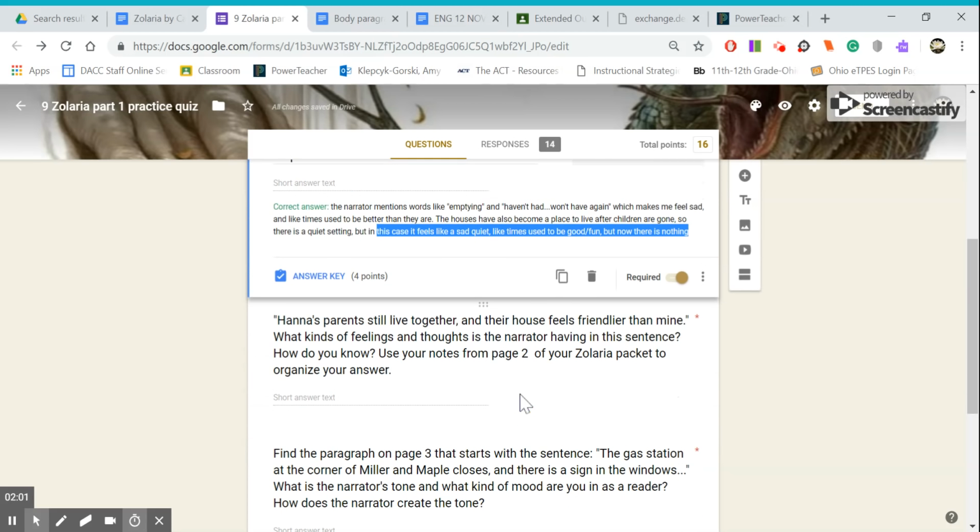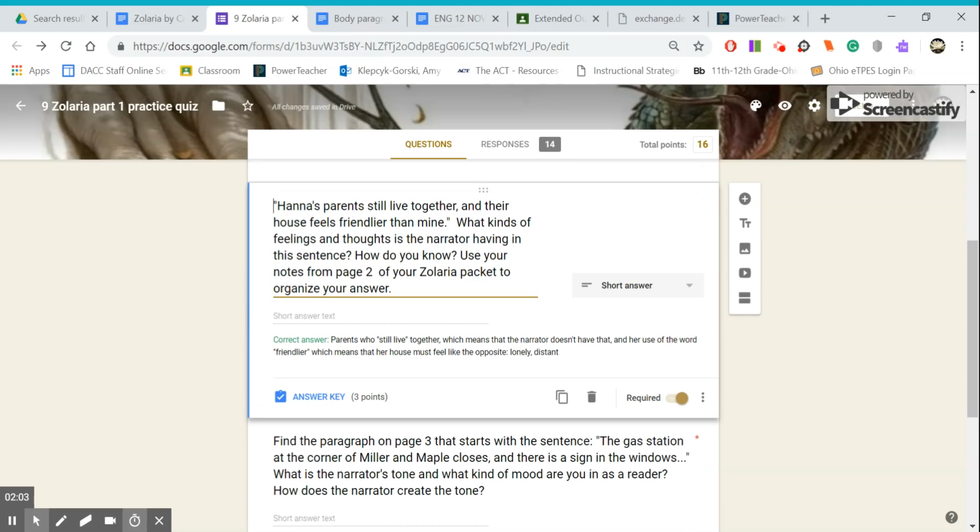All right, Hannah's parents still live together, and their house feels friendlier than mine. What kinds of feelings and thoughts is the narrator having? And then how do you know? So parents who still live together, which means the narrator doesn't have that. And her use of the word friendlier, which means that her house must feel like the opposite, lonely and distant.